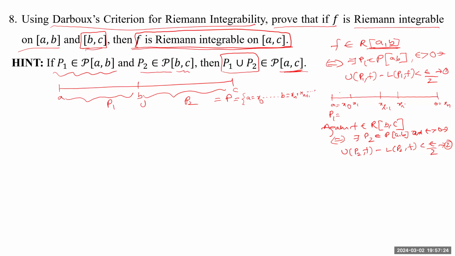Xn, x(n+1) and so on. So you can say some xk, that xk is equal to c. So this is my full partition P, which is the union of P1 and P2. So clearly, P is a partition. We know that the union of two partitions is again a partition on [a, c]. Right. So now, what we are going to prove is that f is Riemann integrable on [a, c].